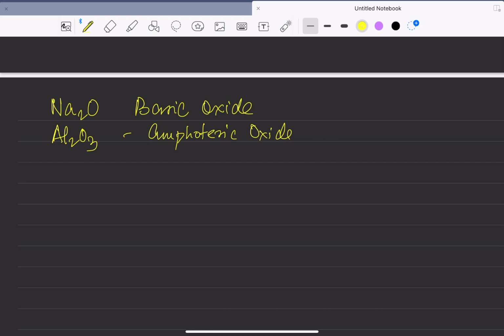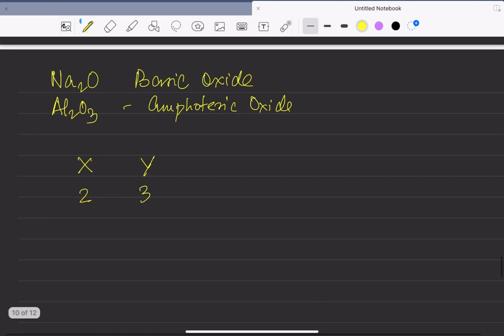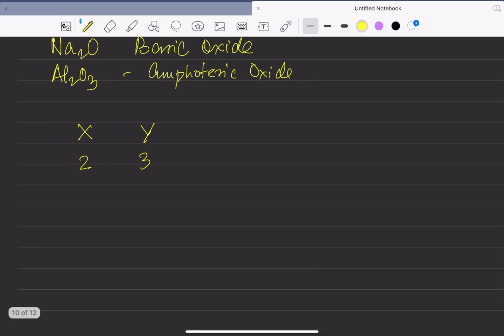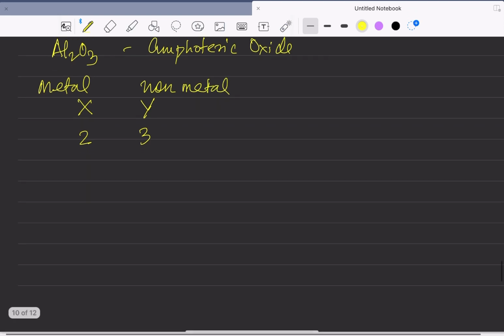A metal X has valency 2 and a non-metal Y has valency 3. So it says there's a metal X, its valency is 2, and a non-metal Y, and its valency is 3. Write an equation to show how Y forms ions. Remember, what is X labeled as? Metal. So X is a metal, and Y is a non-metal. So how does Y form ions?